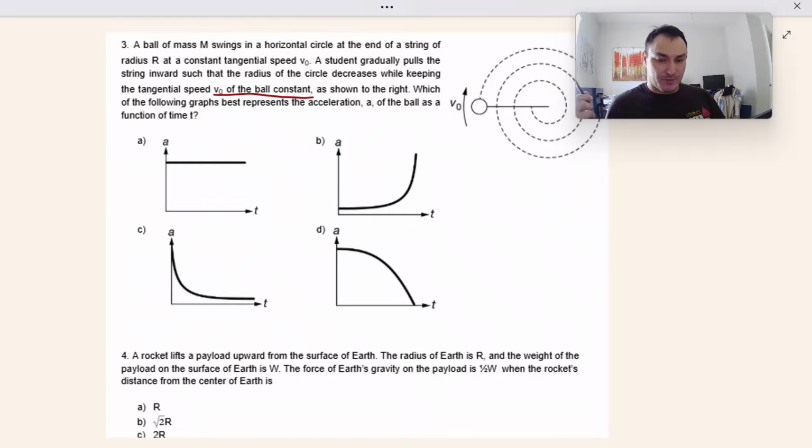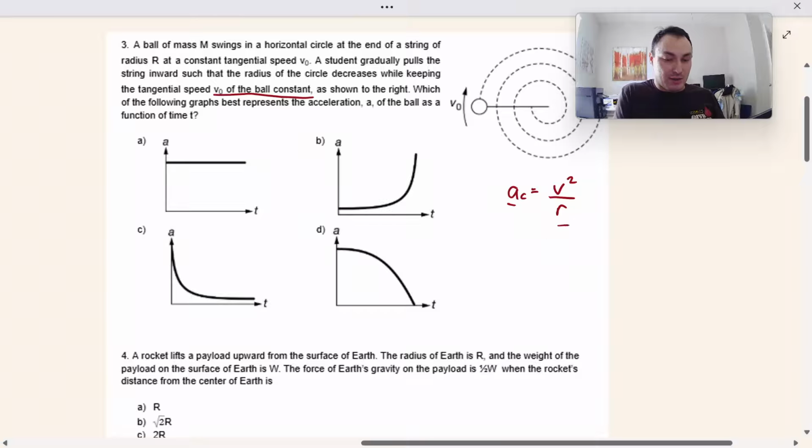This is circular motion, so let's write down our equation for circular motion. Centripetal acceleration is equal to v squared over r. So what's going to happen? We are changing the r. We are keeping v constant. One thing I'm starting to do more is put everything constant on one side of the equation and everything that's changing on the other side. So in this equation, acceleration and radius are changing, v is constant. So let's do this: acceleration times r equals v squared.